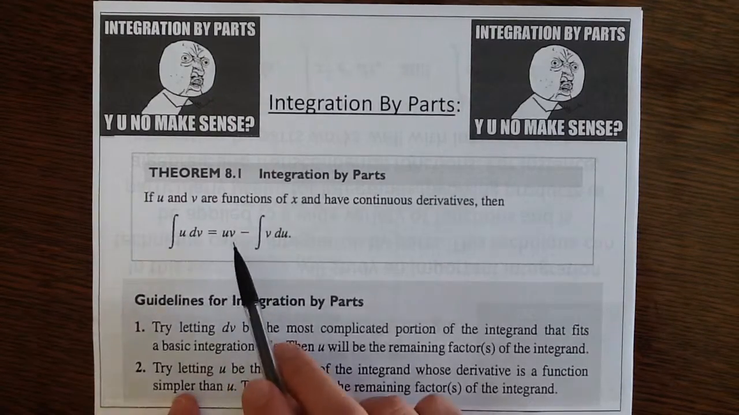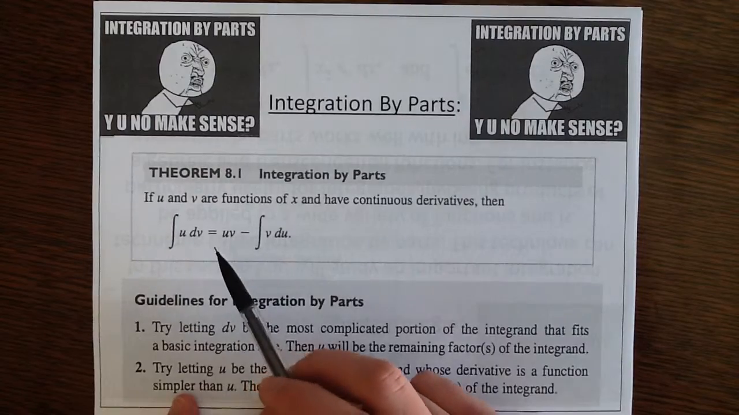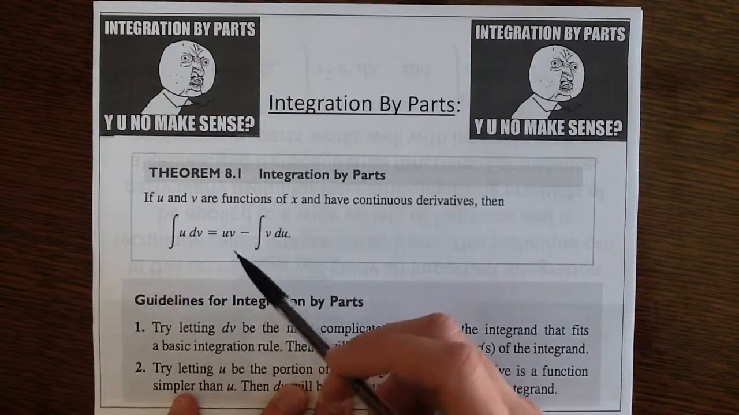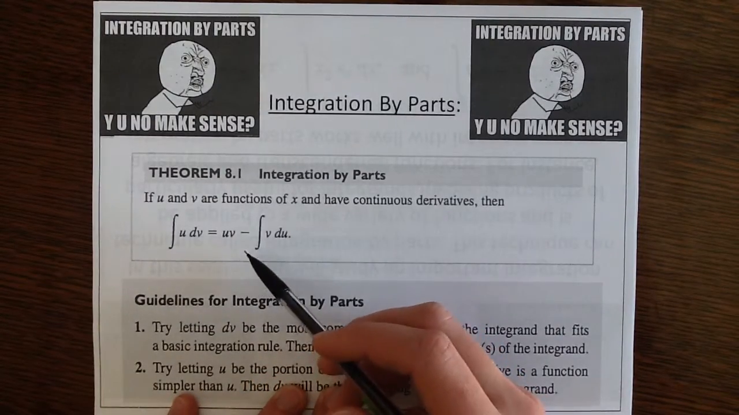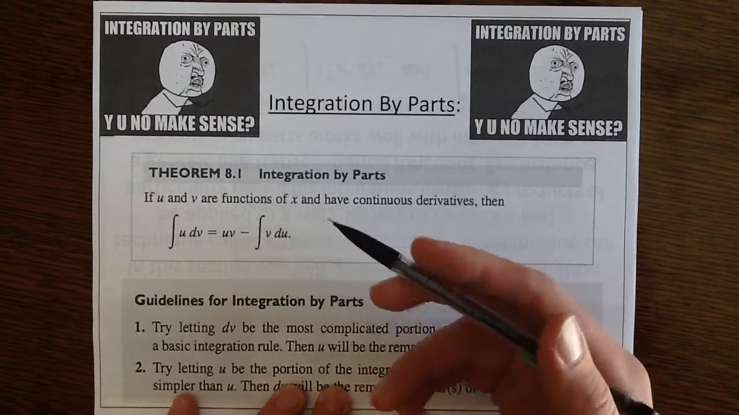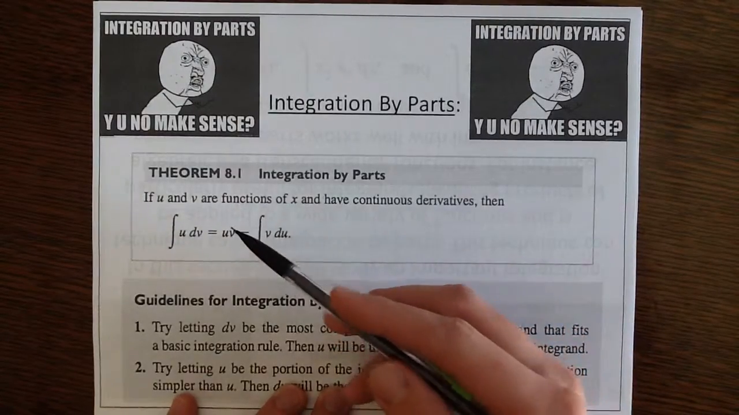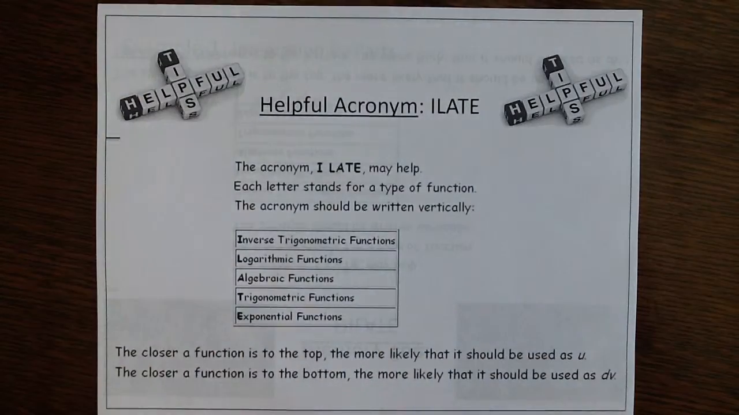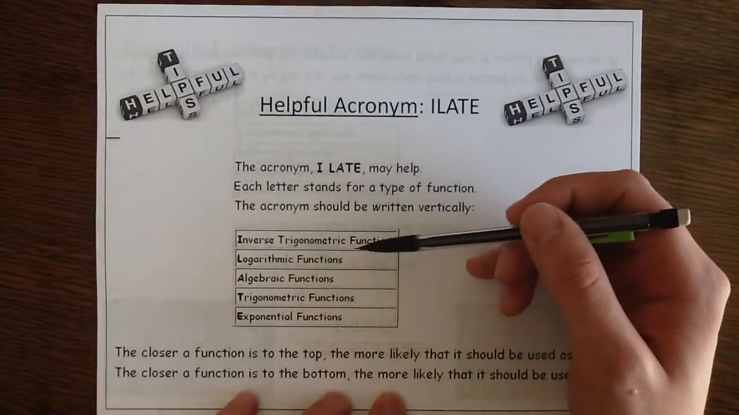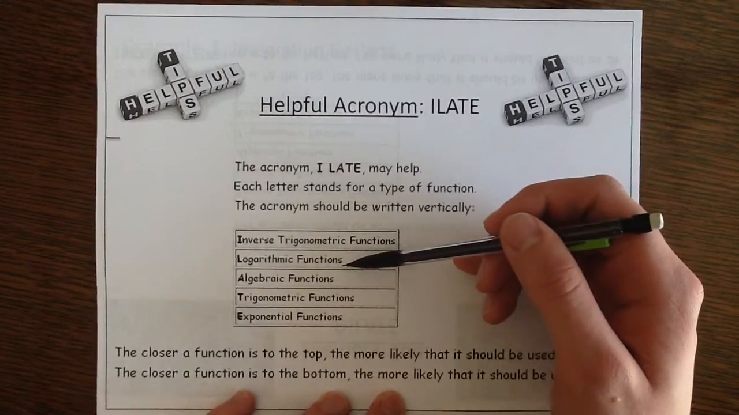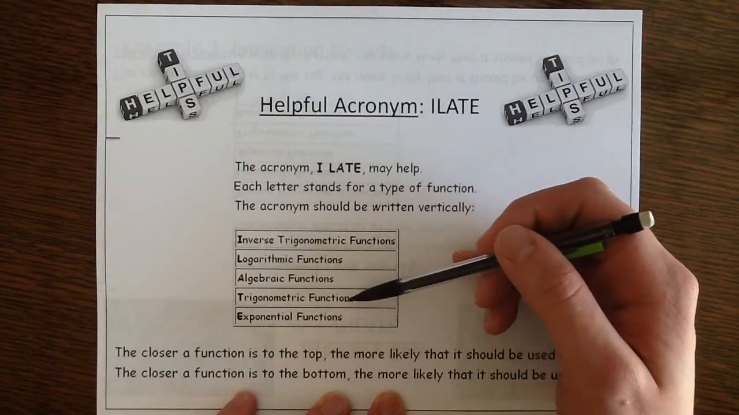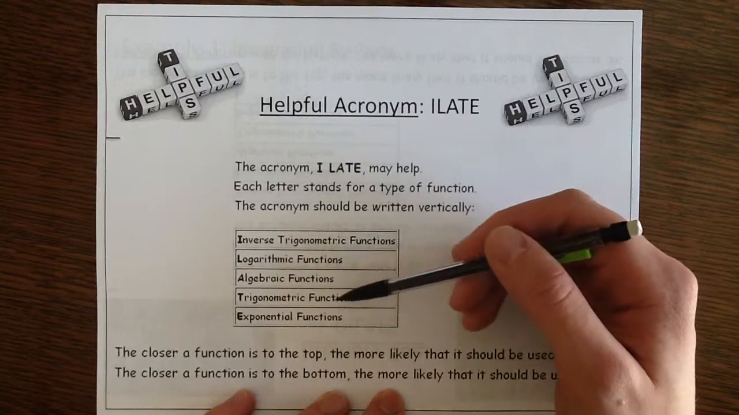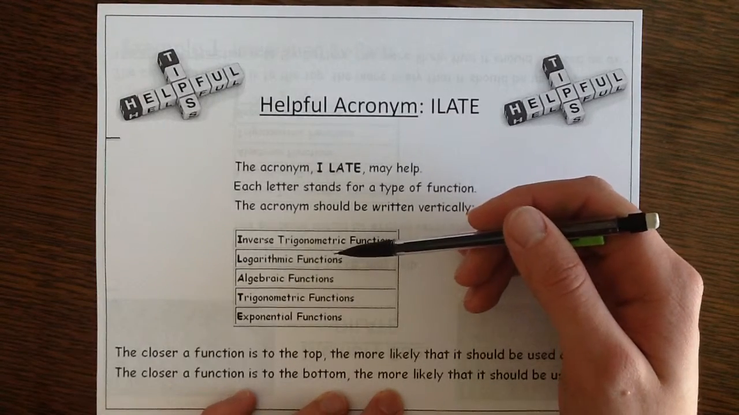When I think of UV, I think of UV rays. I think of light rays. What do they do to my eyes? Well, they make my pupils constrict and dilate. And dilate is actually the neat little acronym that I have for doing integration by parts. ILATE stands for inverse trig functions, logarithmic functions, algebraic functions, trig functions, and exponential. This is the order that you should go in when you're designating something for u.